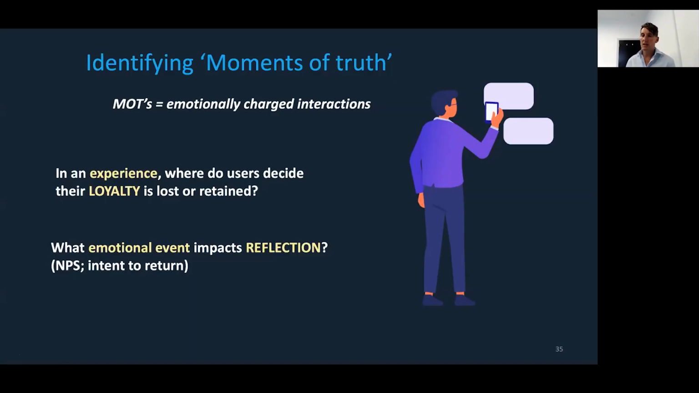Very interesting expectation. The question with MOTs is, what emotional events impact this reflection? A reflection is something like an NPS, Net Promoter Score. You know, would you recommend this company? The intent to return. These are marketing metrics. Reflection in emotion design is one of these powerful metrics that Don Norman mentioned in his book about emotional design. It's like, how did I feel almost about that experience?